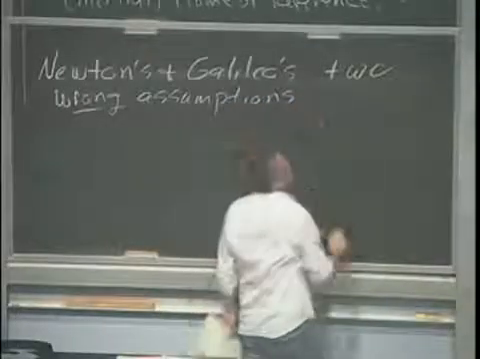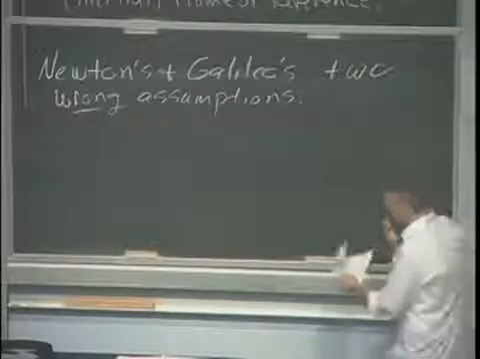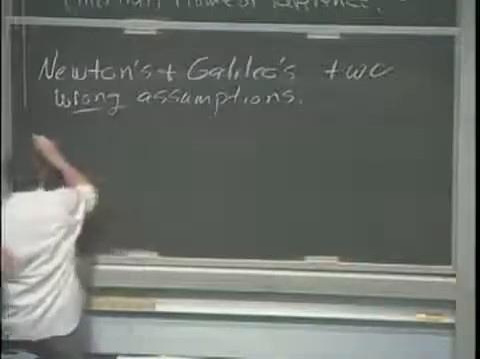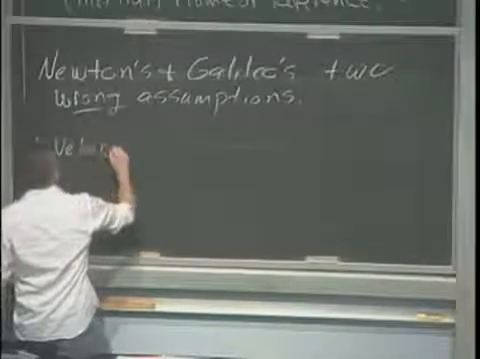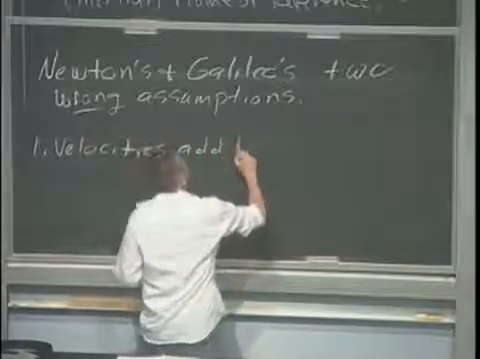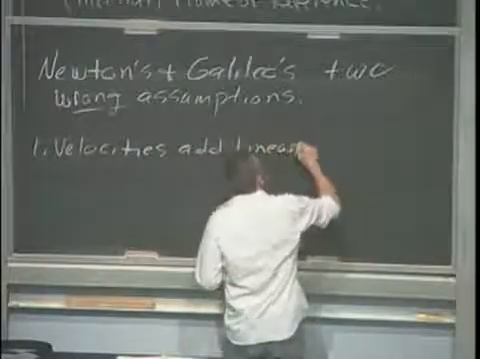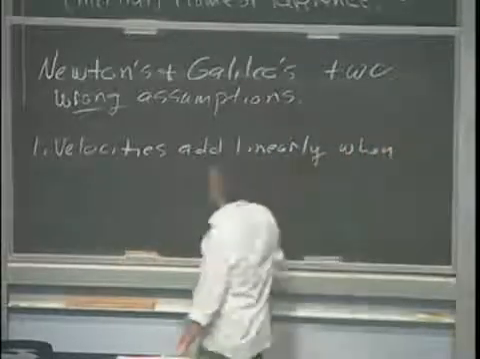Okay, so there are two wrong assumptions that went into that formulation. So the first one, which turns out to be wrong, is that velocities add linearly when comparing two frames of reference.